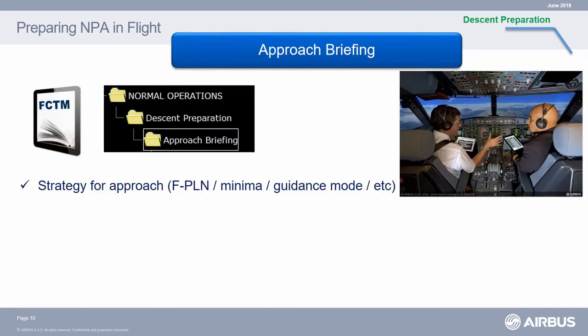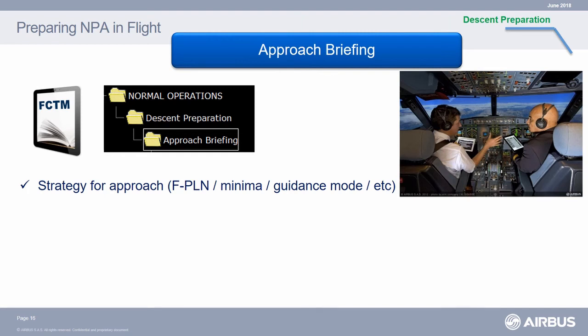So we have checked that our aircraft is capable to fly the approach. We have checked the flight plan versus the published approach chart. We have chosen the correct guidance mode to fly the approach. We can now perform the briefing. You have an example of the briefing in DFCTM, and we will recall the strategy of the approach, flight plan, minima, the choice of the guidance mode, and anything which is specific to this approach.